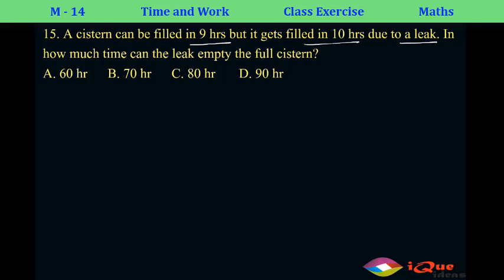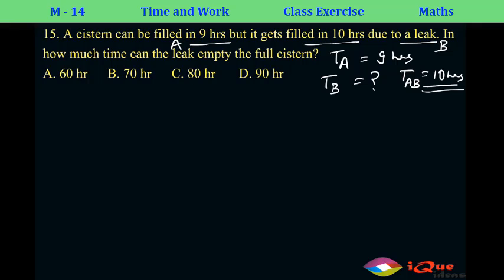Oh, so the tank can be filled in 9 hours. Let's say the time taken by A, the filler pipe, is equal to 9 hours. Let's say B is the leak, A is the filler, and the time taken by B we have to calculate. The time taken by A and B together is given as 10 hours. So there are many ways of doing this question.